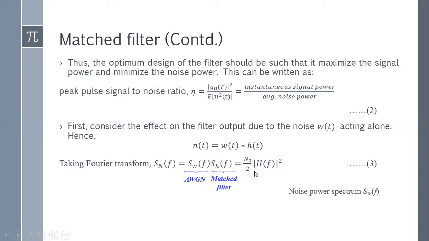Okay, and this is how the noise power spectrum that I was talking about looks. This is the AWGN noise power spectrum. All the frequency components from minus f to plus f are included. So we can consider this portion as the average noise power. So N0 by 2 times H of f whole square is the average noise power. Okay, understood so far?